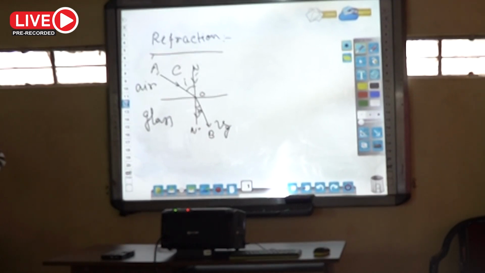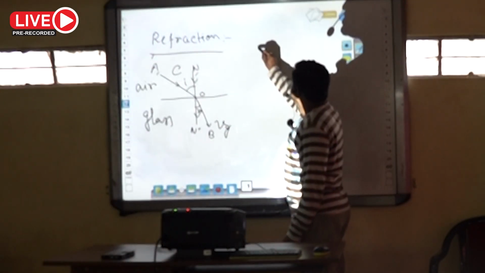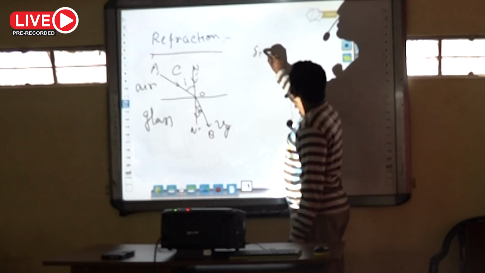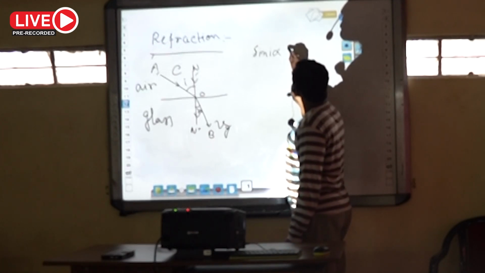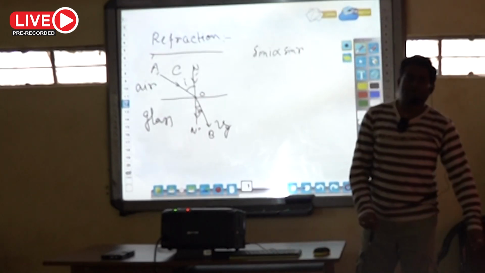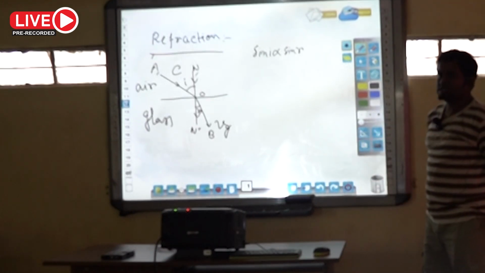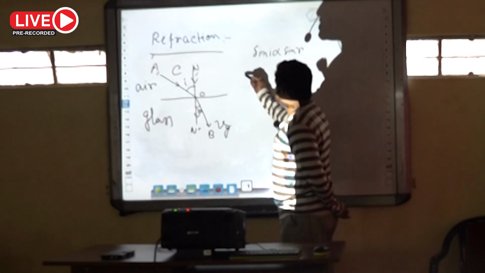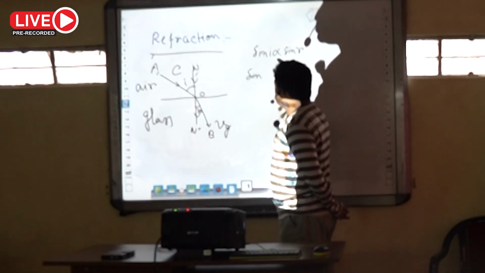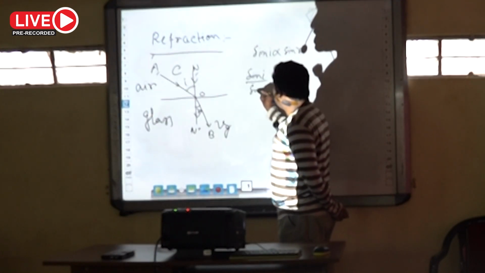Now, there is another law that is called Snell's law, which relates the angle of incidence and angle of refraction. It says that sin i is directly proportional to sin r. And this proportionality constant is called the refractive index of medium 2 with respect to medium 1. That is, sin i by sin r.